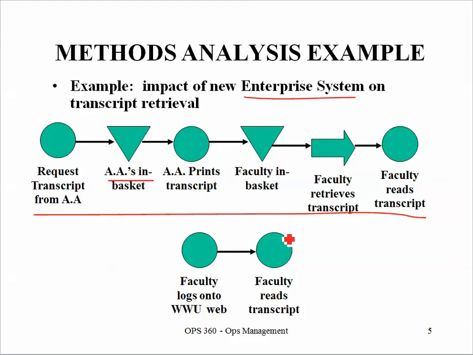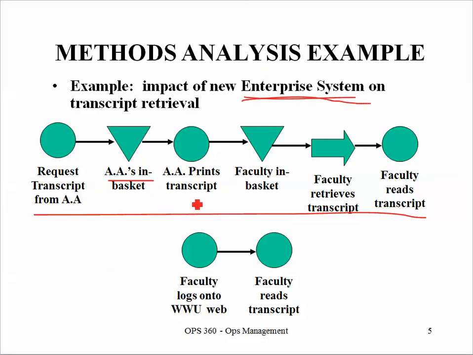So if a faculty member wants to get a transcript of a student, in pre-computer days, this is what has to happen. You have to make the request, wait for it. Administrative assistant gets the information, gives it to the faculty. Faculty then comes and retrieves it and reads the transcript. Pretty lengthy process for something as simple as getting a student's transcript. Well, if you have a new enterprise system where the faculty member can access that information directly, you can cut out a lot of these steps.